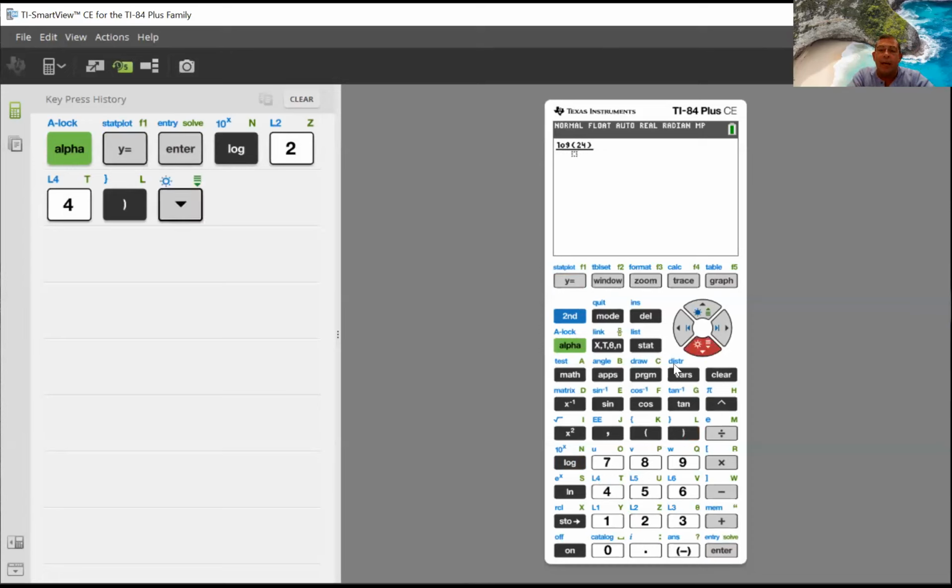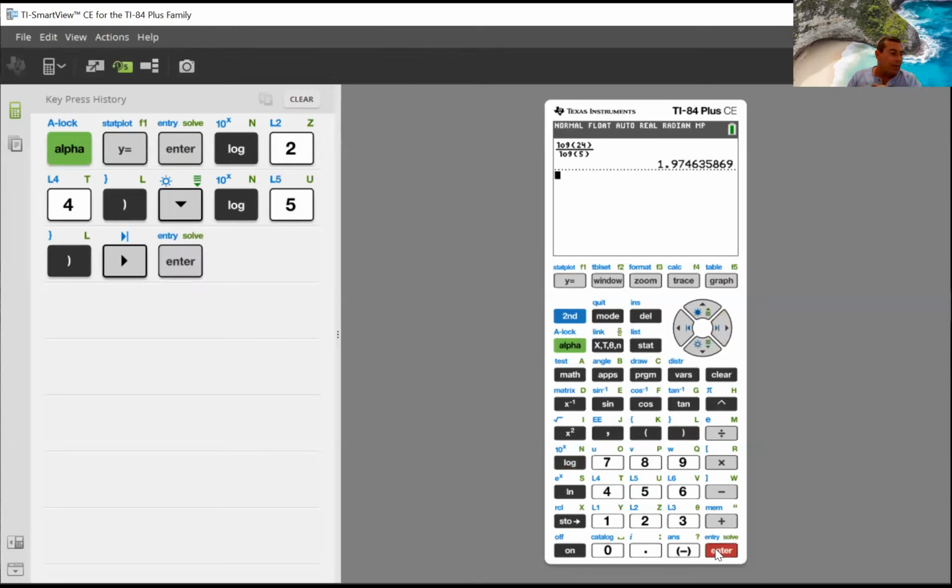And then arrow down and put in a log. I had a 5 down there, and then close parentheses. Now, I want this to round off to 4 decimal places. So I'm going to hit enter. So I'm getting around to what? 1.9746, and the 6 has a 3 after it. So I'm going to leave that at 4, 6.